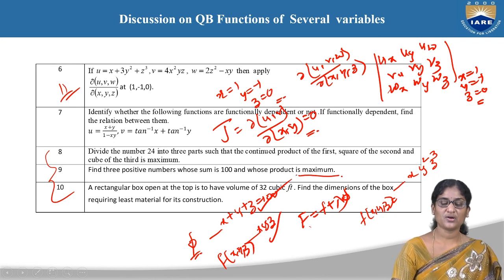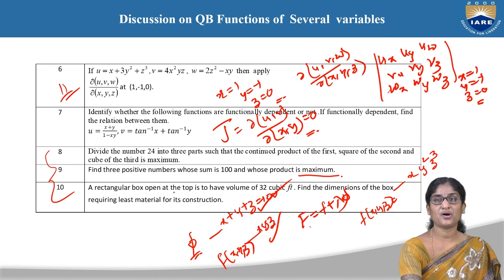Next, the rectangular box open at the top to have the volume of 32 cubic feet. Find the dimensions of the box requiring least material for its construction. Let us suppose that x, y, z are the length, breadth and height of the rectangular box open at the top. Then what is the volume? x into y into z.